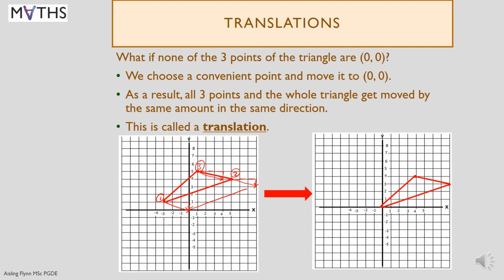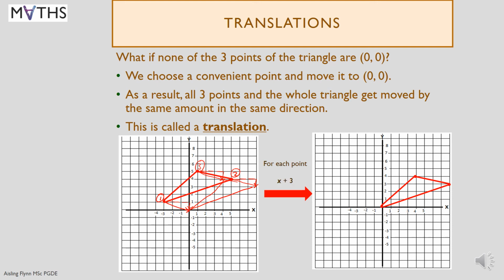And what that means, if you join up the new points, is you should get an identical triangle of the same dimensions. Now, sorry, my drawing's not the best. Okay, so the triangle should not change shape, and it should not change size, and so it should not change area.